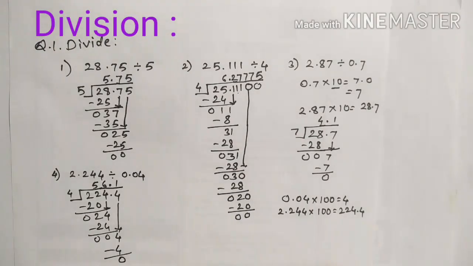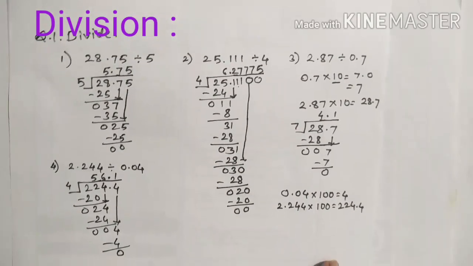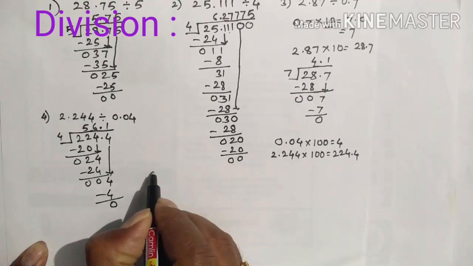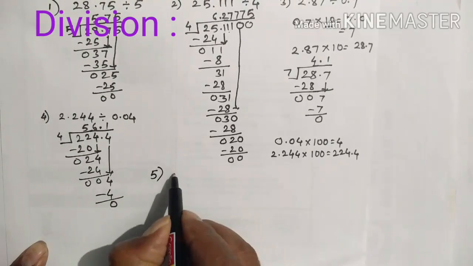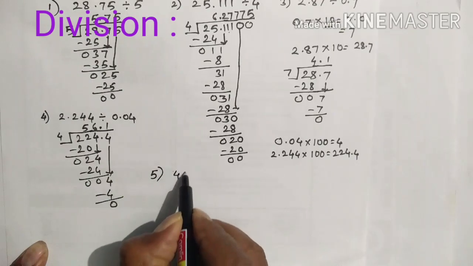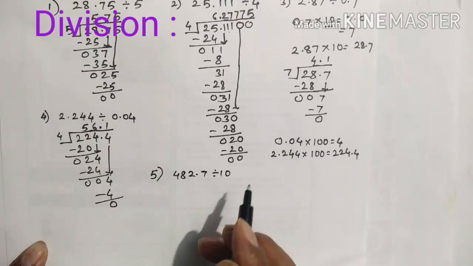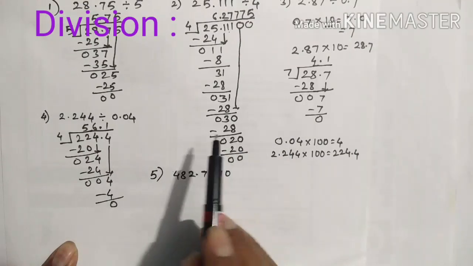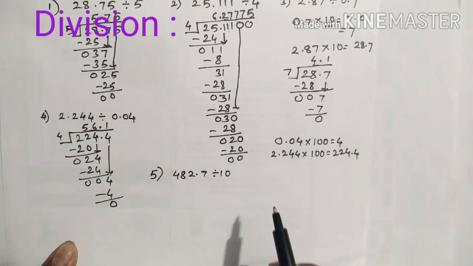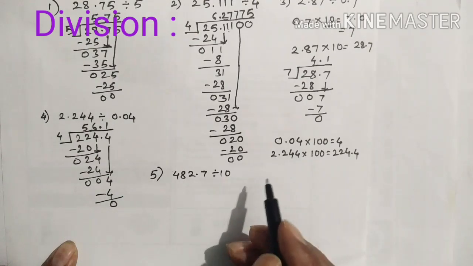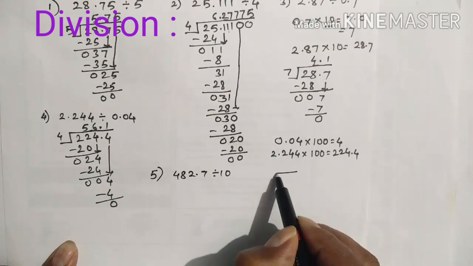But what about the division with so many zeros, like the multiplication? Here, 482.7 divided by 10. Okay, in multiplication the decimal point passes towards the right side, but in division the decimal point passes towards the left side. How to do? Like this.